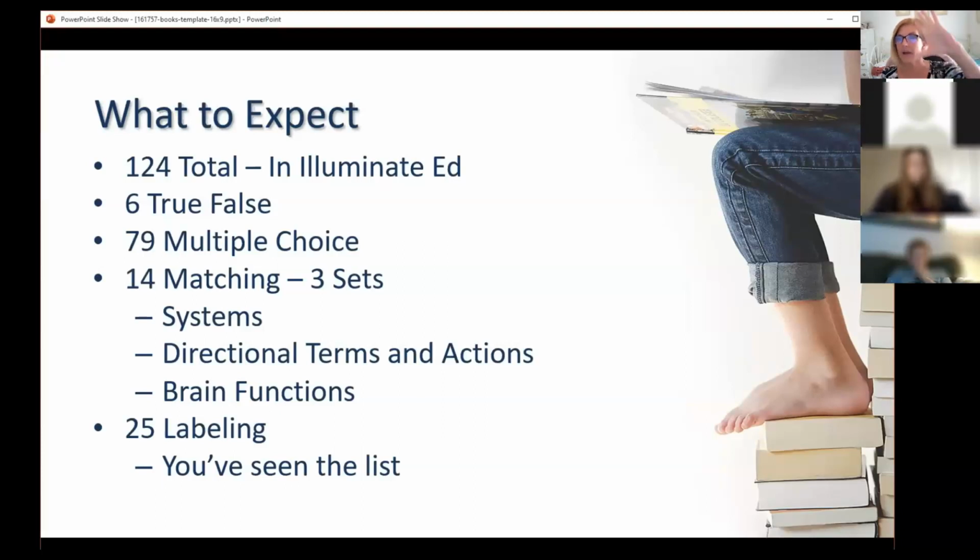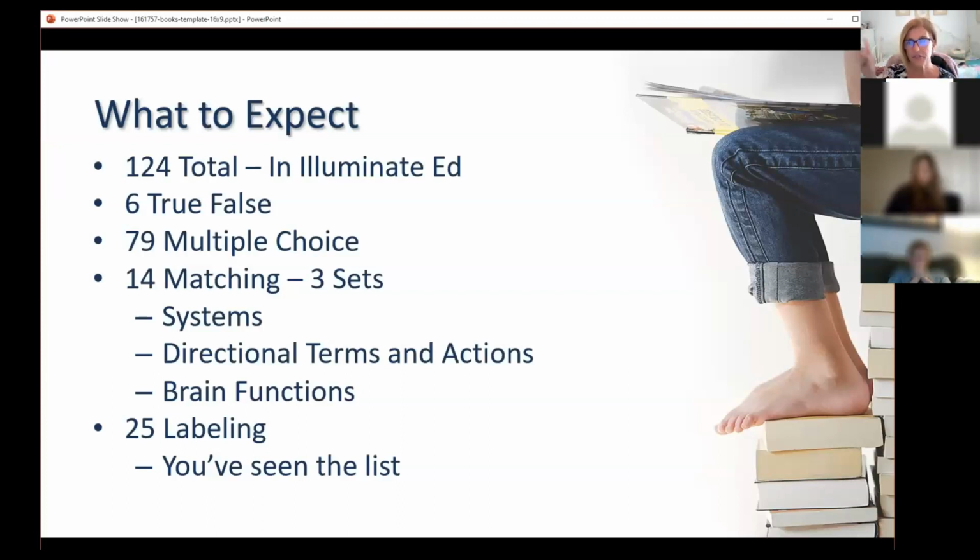On your review sheet, you had a table of directional turns and a table of muscle actions. So one of the matchings has to do with those terms, like proximal, distal, abduction, adduction. And then the third matching has to do with brain functions. So like the cerebellum, equilibrium, frontal lobe, thinking, that sort of thing.